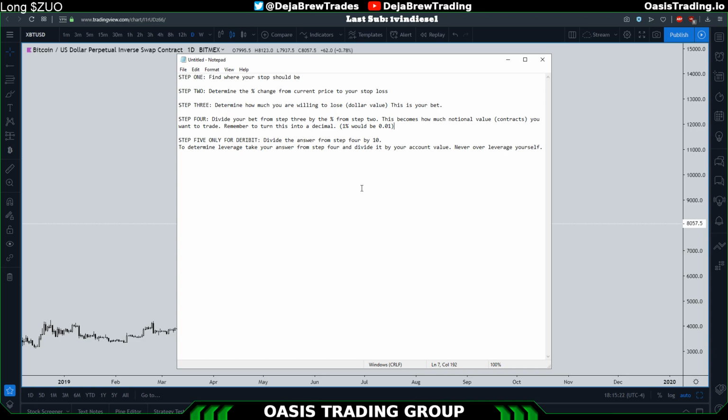This only works if your contract value is $1. If the contract value is not $1, you have to adjust it to whatever the contract value is. So for Deribit, you need to divide the answer by 10. That will give you the proper answer. To determine leverage, you want to take your answer from step 4 and divide it by your account value. That will determine how much leverage you are using.